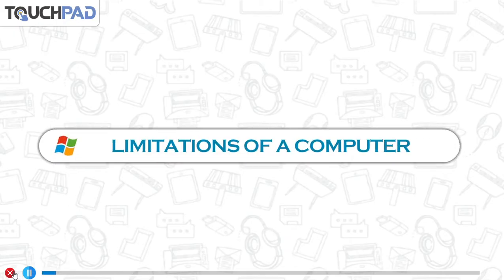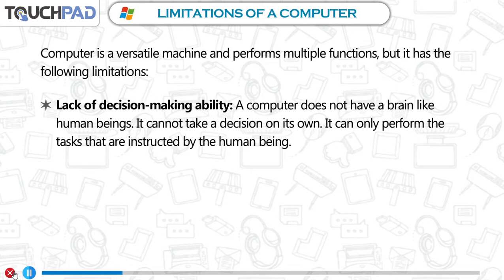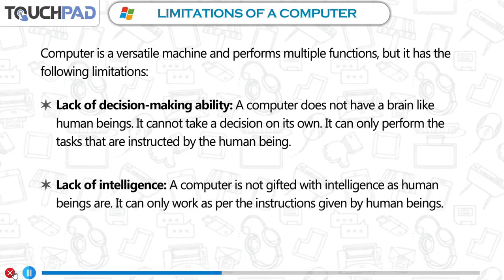Limitations of a computer. Computer is a versatile machine and performs multiple functions, but it has the following limitations. Lack of decision-making ability. The computer does not have a brain like human beings. It cannot take a decision on its own. It can only perform the tasks that are instructed by the human being. Lack of intelligence. A computer is not gifted with intelligence as human beings are. It can only work as per the instructions given by human beings.